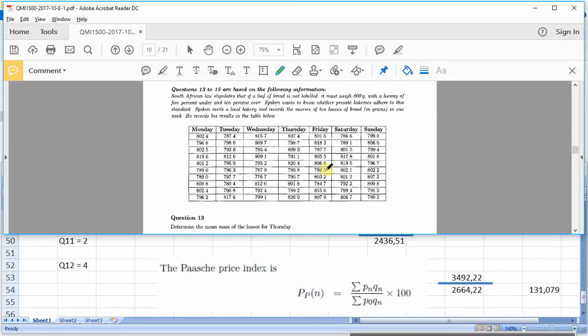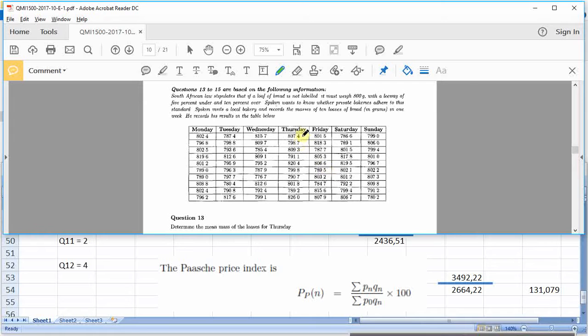Spikers wants to know whether private bakeries adhere to the standard. The record of masses is given as follows, in grams. Okay, that's important. All the masses are in grams, that's fine. In 1 week, he records his results in the following table. So from Monday right through to Sunday, that's a lot. Determine the mean mass of loaves for Thursday.